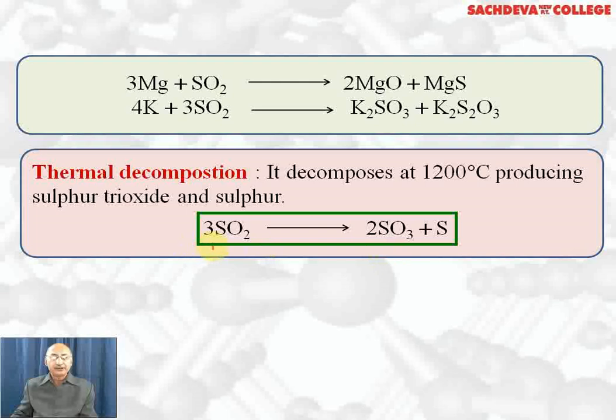This is a disproportionation reaction because sulfur in +4 oxidation state gets oxidized to +6 oxidation state and gets reduced to 0. In the elemental state, sulfur has oxidation state 0.